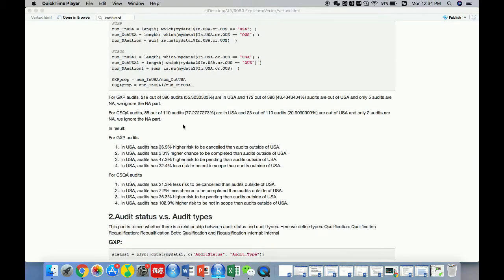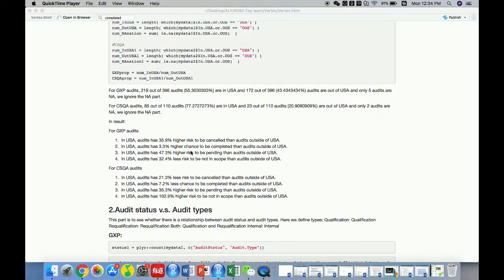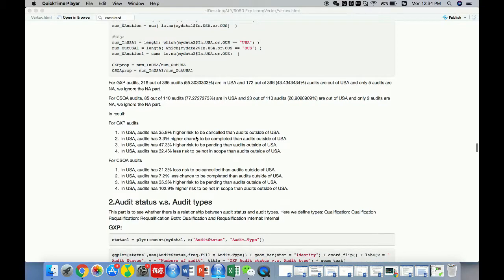Basically, it has kind of the same chance to be complete as the audit out of US, but in US, it has higher risk to be cancelled or pending. So I may say that for GXP audits, out of US audits may be more profitable. But as I said before, there are no revenue-related numbers to show that, so I can only assume that. If there were data related to, for example, the money the company loses when an audit is cancelled, we could calculate that and give a more accurate result.